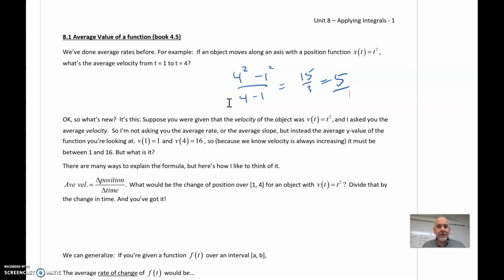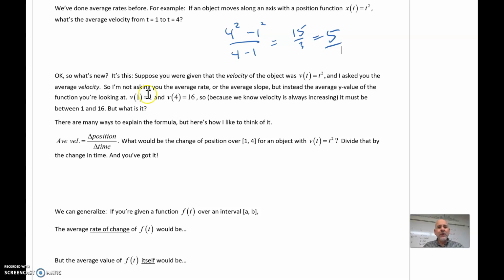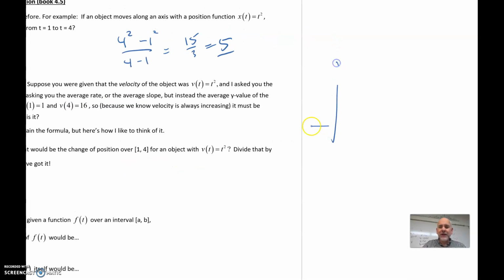So what's new? That's not new, that's old. Suppose I gave you the actual velocity function instead. I said this is the velocity function, and I asked you what's the average velocity. I'm not asking you what the average slope is for a given function. I'm asking you what the average y value is from a given function. We know v of 1 is 1, and at 4 it's 16, not to scale. But what's the average velocity?